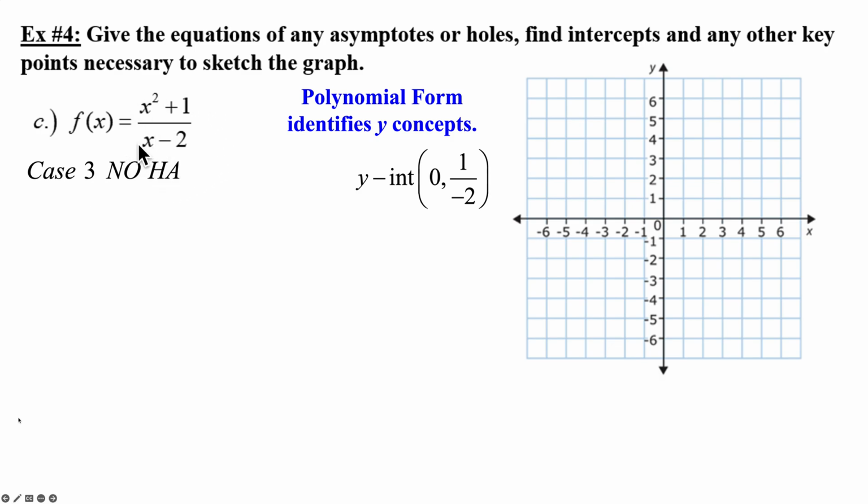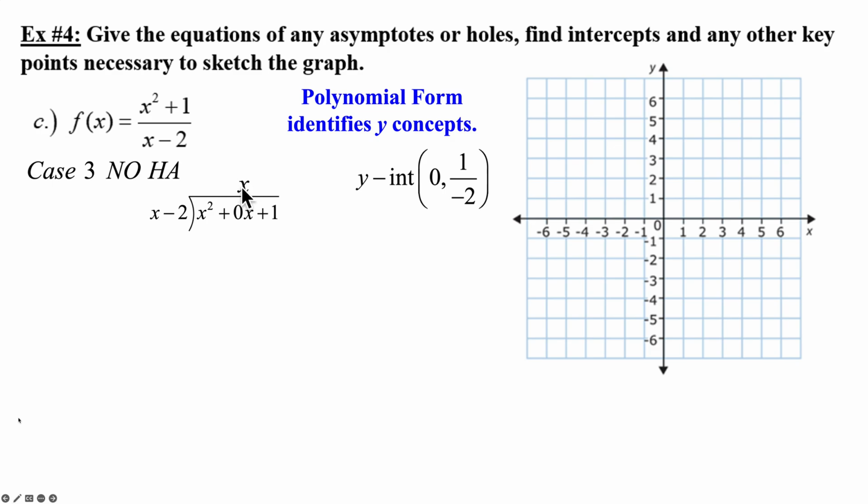We need to take x minus 2 and divide it into x squared plus 1. Now, because there's no x term up here, you need to put in a plus 0x to hold its place value. So to do your polynomial long division, you start and you only divide leading terms. x squared divided by x is an x. Line it up above the x term.